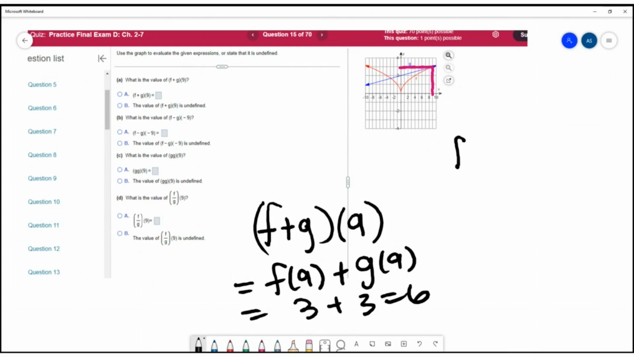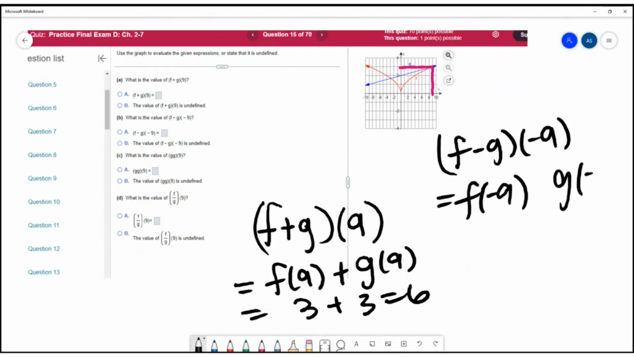The next one is f minus g of negative 9. We'll do f of negative 9, g of negative 9, and then subtract those two values. Looking on the graph here, where x is 9, we have a y of 1 and a y of 3. So the y is 3 on f and 1 on g, so 3 minus 1 is 2.